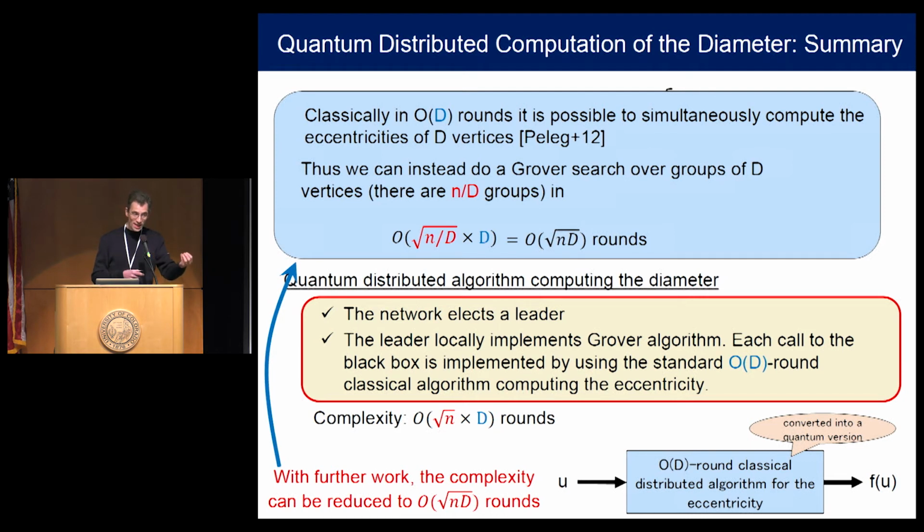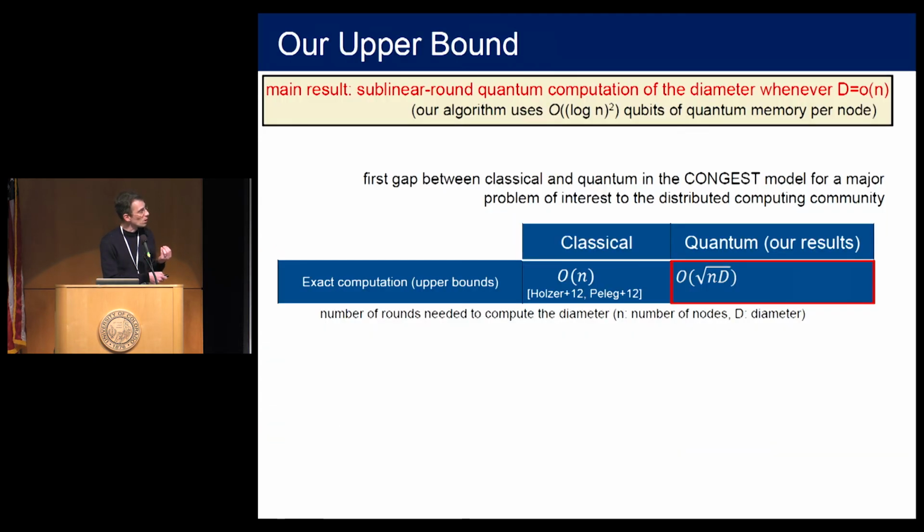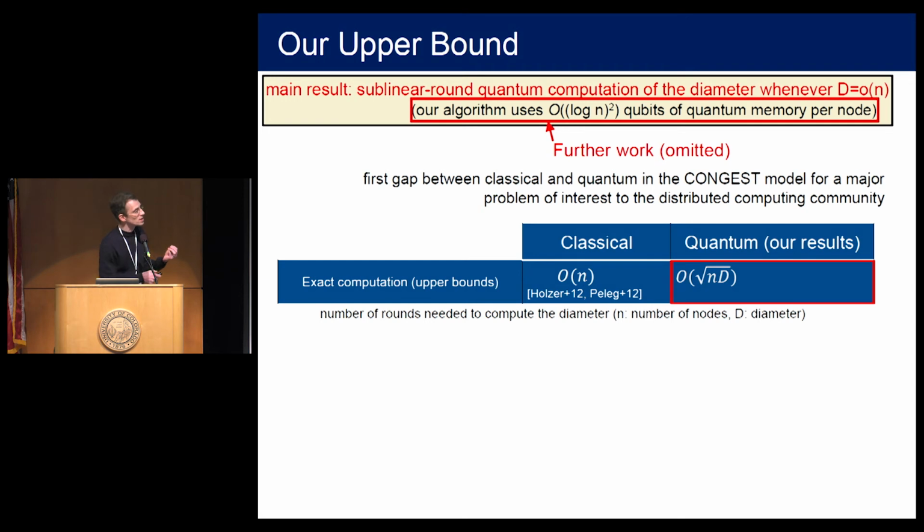And for checking, you will need at each step to check whether one group contains a vertex with large eccentricity. And you can use directly this algorithm, or a quantum version of it, to do it in D rounds. So the overall complexity is square root of n over D times D, which gives you square root of nD, which is exactly the bound I claimed here. Okay? So the only thing I didn't explain is how to do it with a small amount of memory. This is fairly technical, so I won't give details of that.